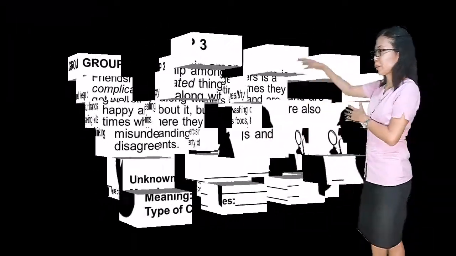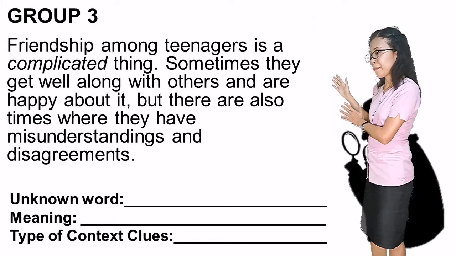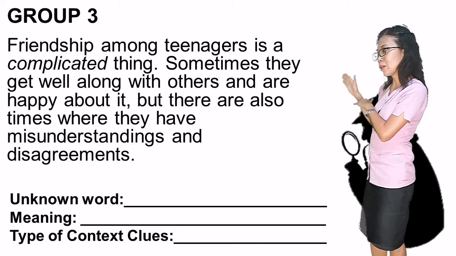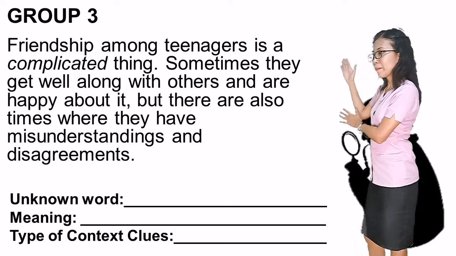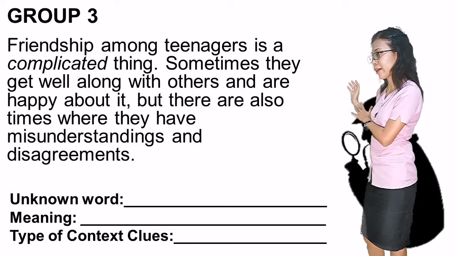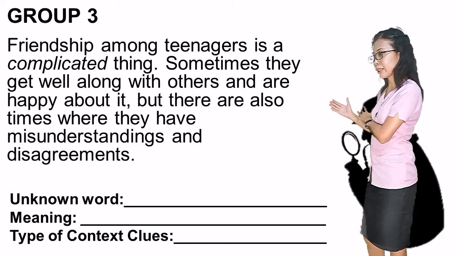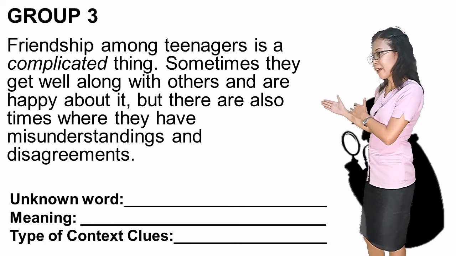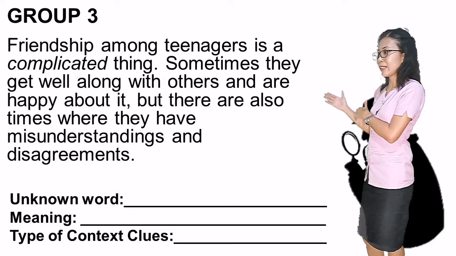Next is for group 3. The sentence is about friendship. Friendship among teenagers is a complicated thing. Sometimes they get along well with others and are happy about it. But there are also times where they have misunderstandings and disagreements.